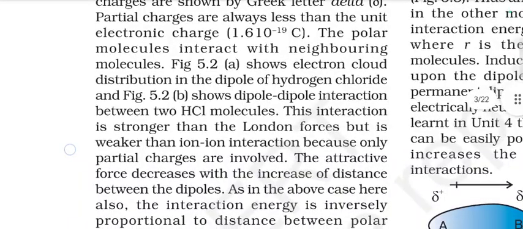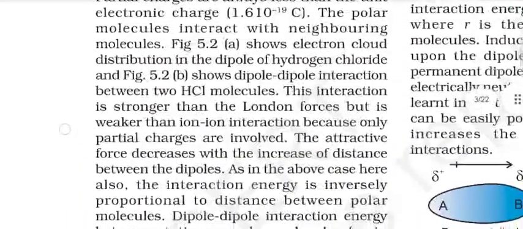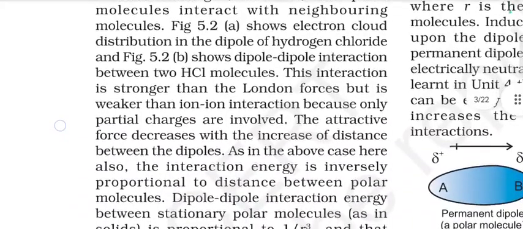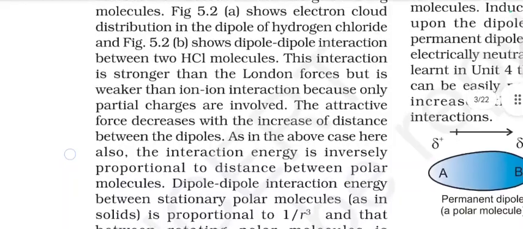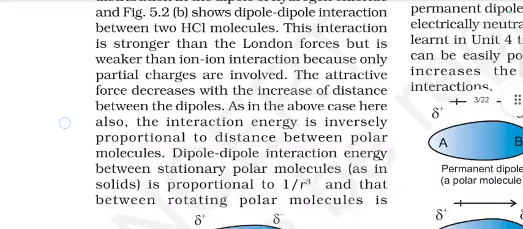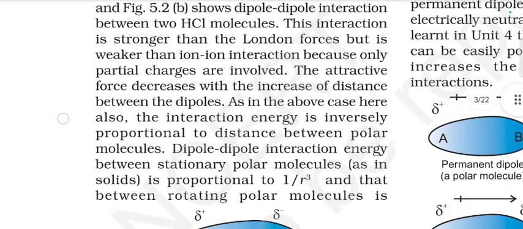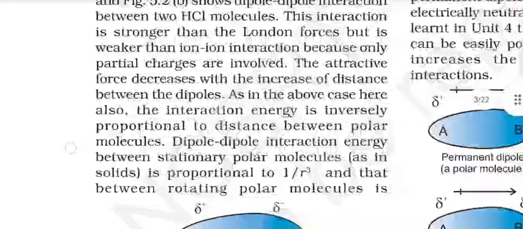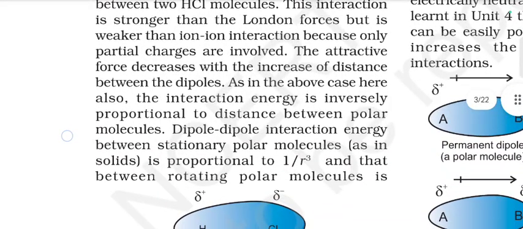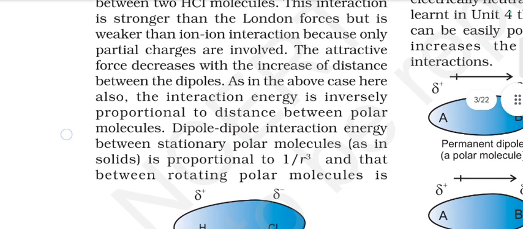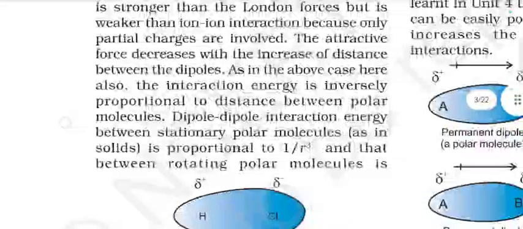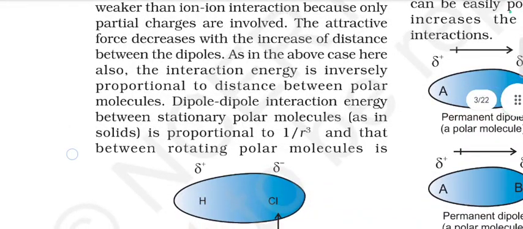Figure 5.2a shows electron cloud distribution in the dipole of hydrogen chloride, and figure 5.2b shows dipole-dipole interaction between two HCl molecules. This interaction is stronger than the London forces but is weaker than ion-ion interaction because only partial charges are involved. The attractive force decreases with the increase of distance between the dipoles. As in the above case, here also the interaction energy is inversely proportional to the distance between polar molecules.